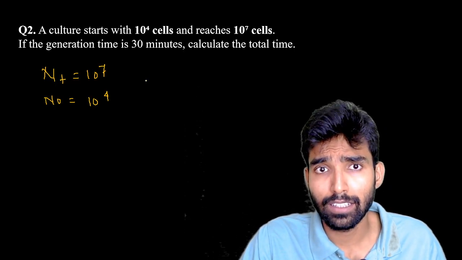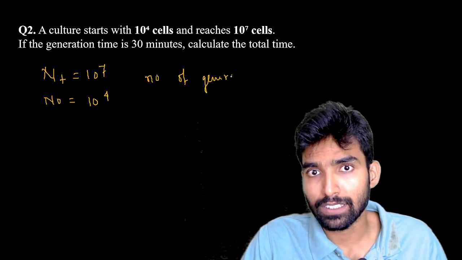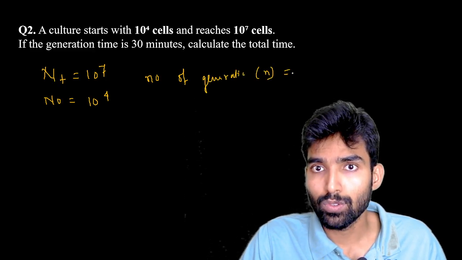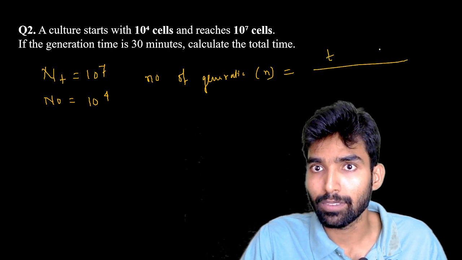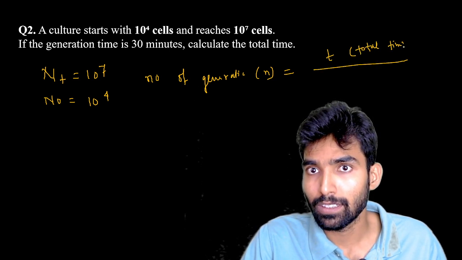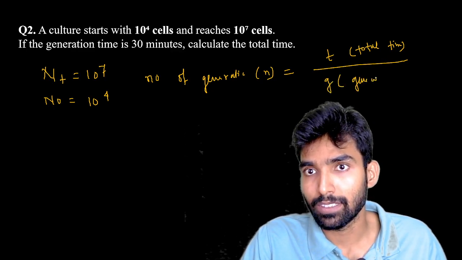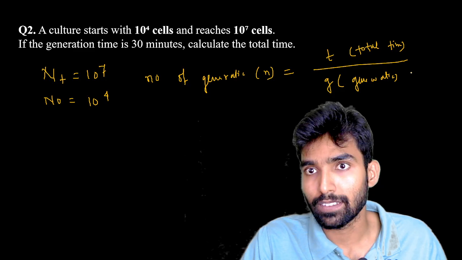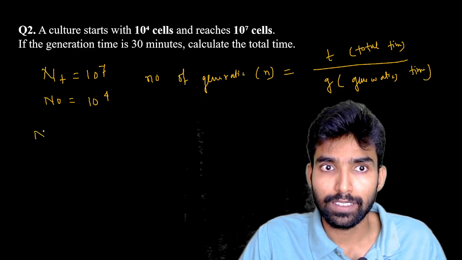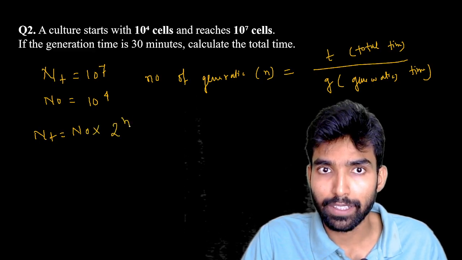Remember, the number of generations n equals t, that means the total time, divided by g, that means the generation time. Now Nt equals N0 into 2 to the power n.